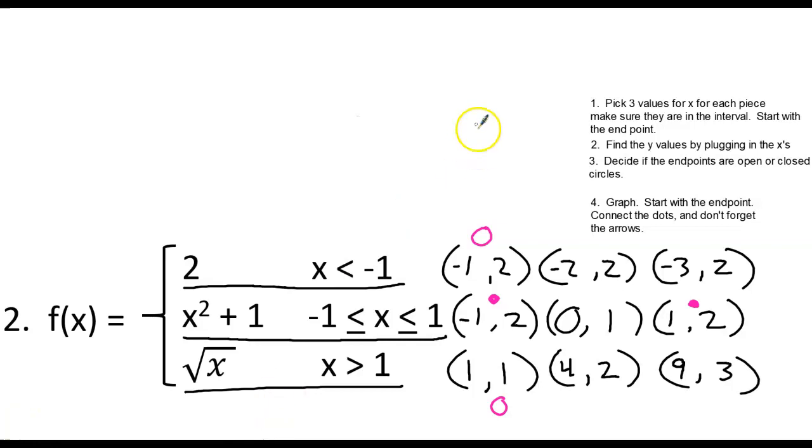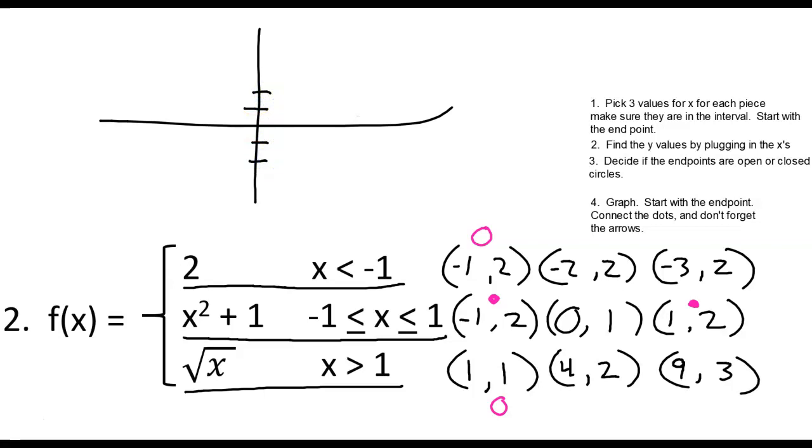All right, so let's go ahead and graph it. First of all, I'm looking at all my points here, and I see that the biggest y value is a 2. So we don't really need to go very high for the y values, but the x value goes all the way out to 9. So 1, 2, 3, 4, 5, 6, 7, 8, 9.